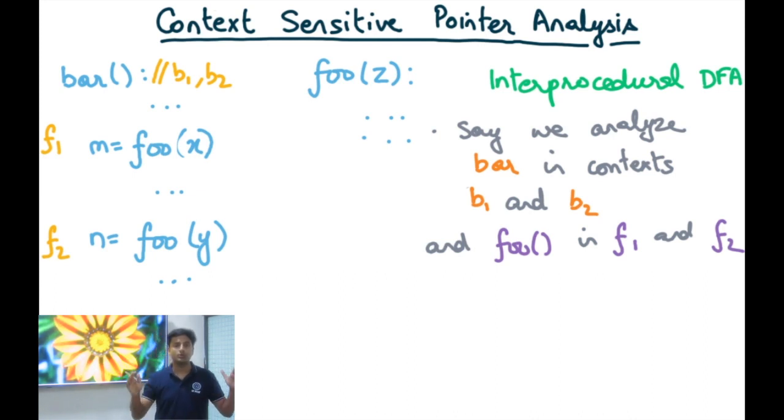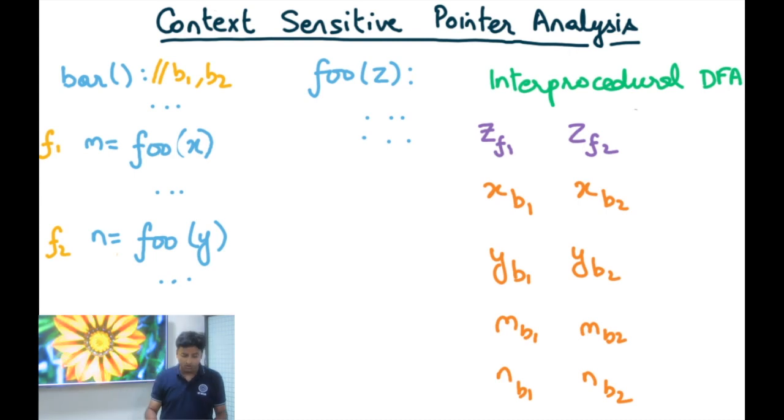But we're going to restrict our call context, and assuming that there are depth 1 call contexts, then there are 2 contexts for bar, and 2 contexts for foo, f1 and f2. Okay, so let's move on. Now each variable, whether it's an argument, a local variable, or a return value, is analyzed in both call contexts. So that means that, let's say there's an argument z in foo, then z will be analyzed in 2 different contexts.